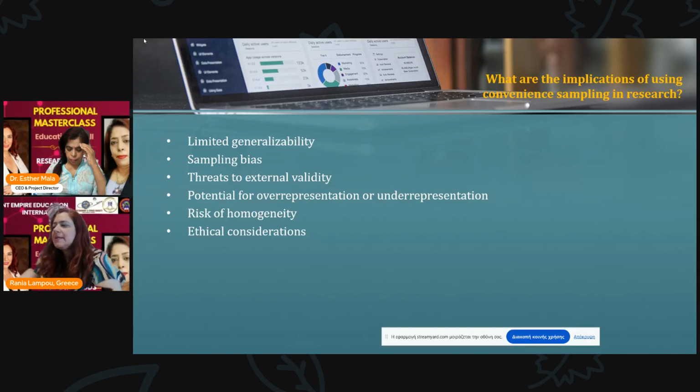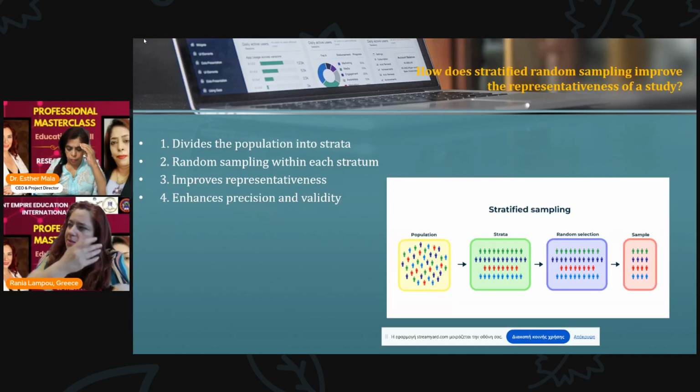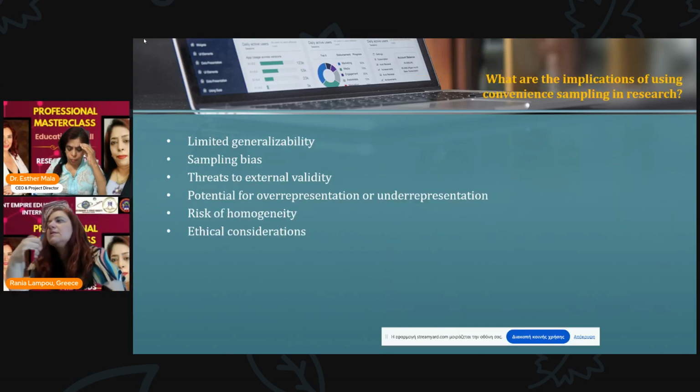And what are the ethical considerations here? Convenience sampling can sometimes pressure easily available participants into the study, raising concerns about voluntary participation. Researchers must ensure that ethical standards are maintained despite the simplifying method. And when is convenience sampling appropriate? When we have exploratory or pilot studies, when quick preliminary insights are needed, when resources or access to a broader population are limited, and for descriptive research, when generalization is not the main goal.